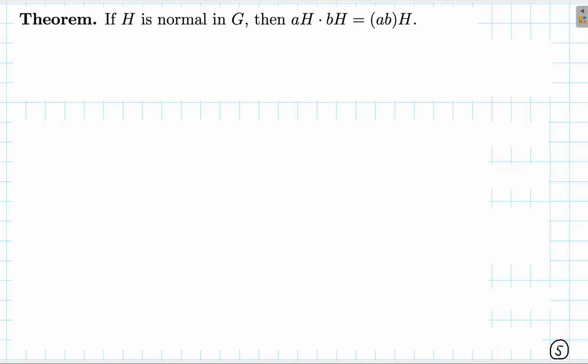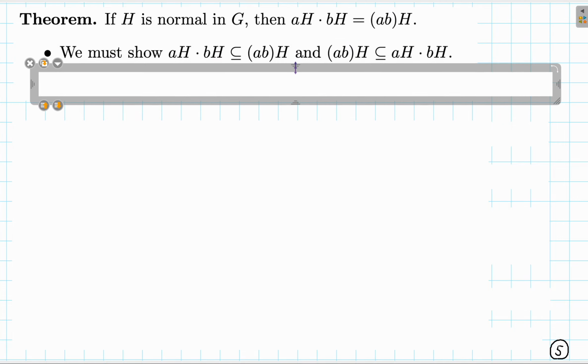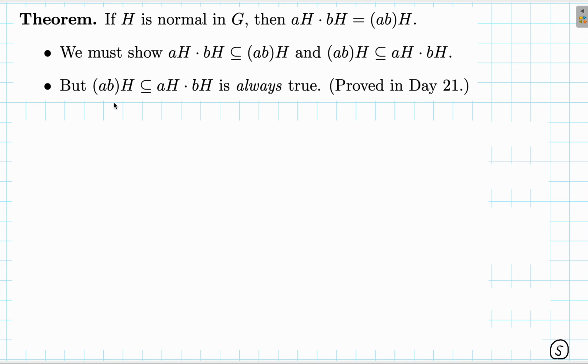Here's our theorem. If H is normal in G, then AH times BH is equal to ABH. In other words, the coset multiplication shortcut holds. Now we have to prove a set equality, which means we have to show both set inclusions. However, one of them, namely ABH is a subset of AH times BH, is always true. And we showed that in day 21. So let's put a check mark next to this one, and therefore our focus will be on this first set inclusion.